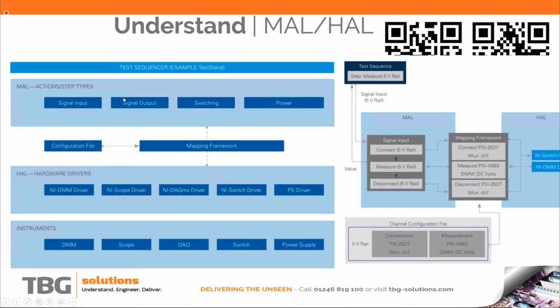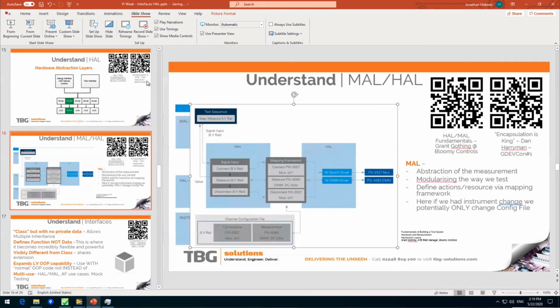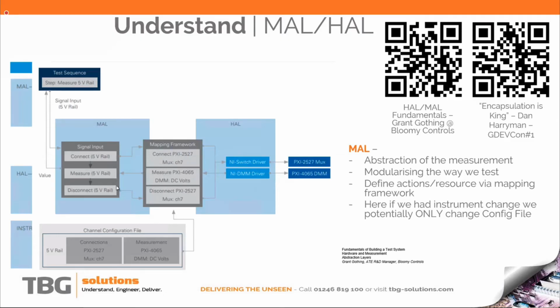How does the hardware relate to the measurement? What do we need to do for a signal output? Is there a specific card that we need to use? And for that, we use something called a mapping framework. Typically, that could be something like a .ini configuration file. I've seen it before where people have saved it as class data, as XML. It's really personal preference. So in terms of how we approach the test itself, it would be something like this.